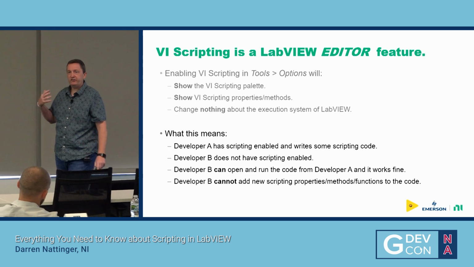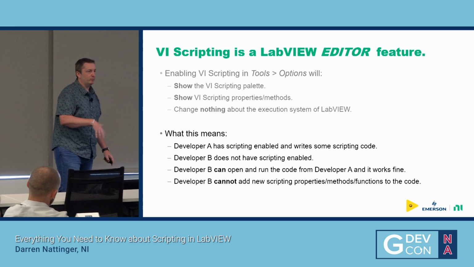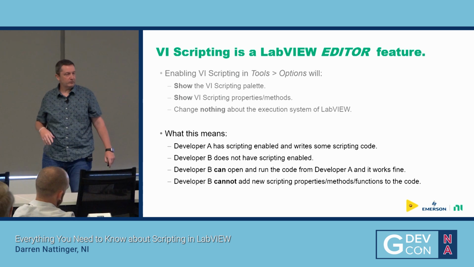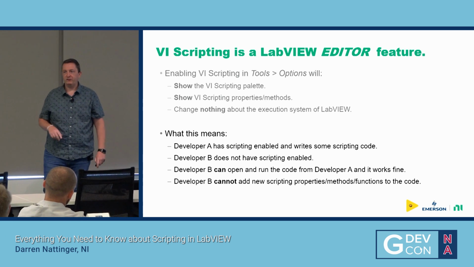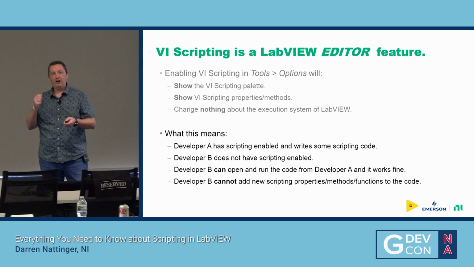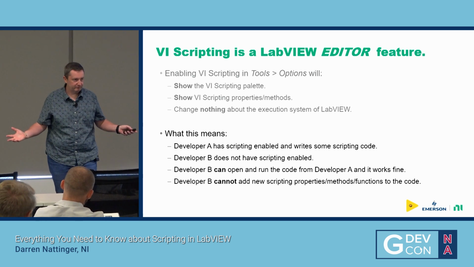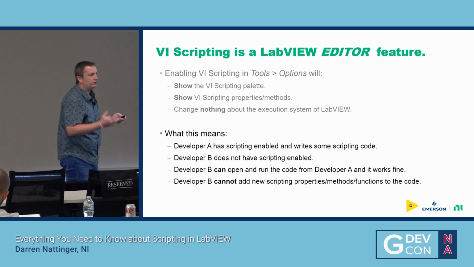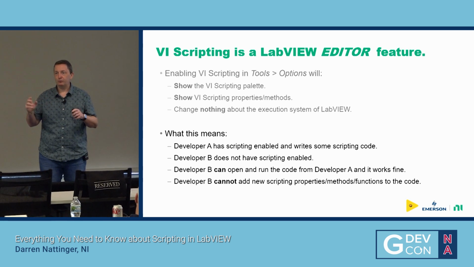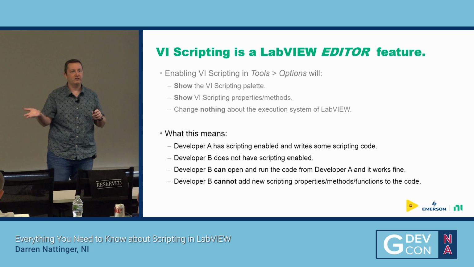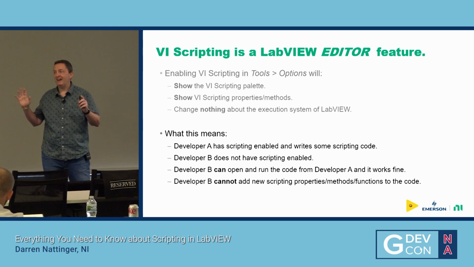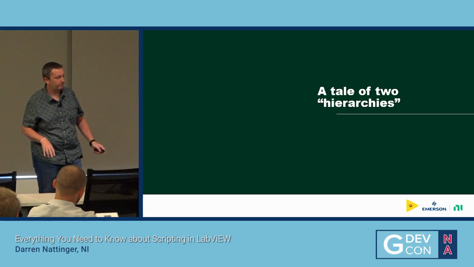So as an example, let's say we have 2 developers, developer A and developer B. Let's say developer A is Norm. Let's say developer B is Eric. Norm definitely has scripting turned on. Eric probably does not have scripting turned on. So Norm writes some scripting code, and it works on his machine. And he gives it to Eric. Eric runs the scripting code on his machine. It works fine because the execution system of LabVIEW doesn't change depending on the scripting setting. The only difference is if Eric tries to edit that code or add new scripting calls or whatever, he's not going to see the scripting properties in the list because he doesn't have scripting turned on in his LabVIEW. If he goes and turns it on, then he can do the same stuff that Norm can do. So remember, scripting is just an editor feature. It does not change the way that LabVIEW runs.